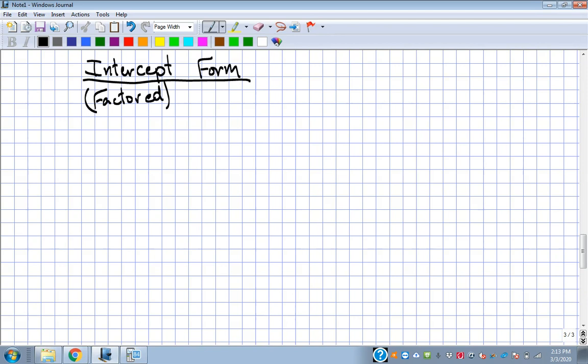The way intercept form works, you have that a value, and then you have two factors: x minus m and x minus n. Those are going to be numbers in there, okay? That looks like we factored that problem, right? That's what it looks like when you factor it.